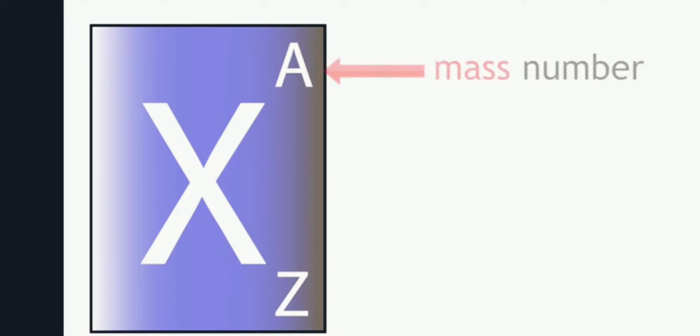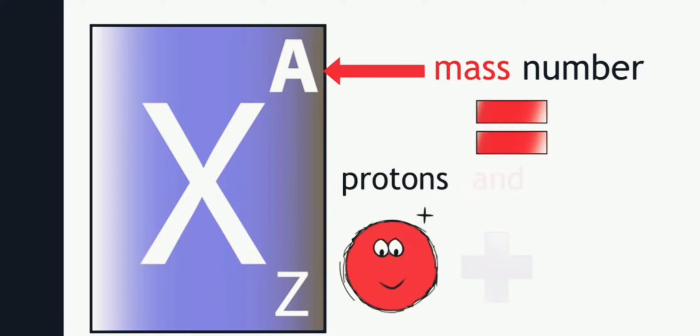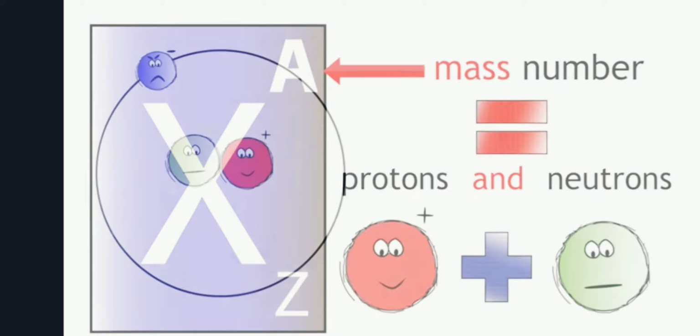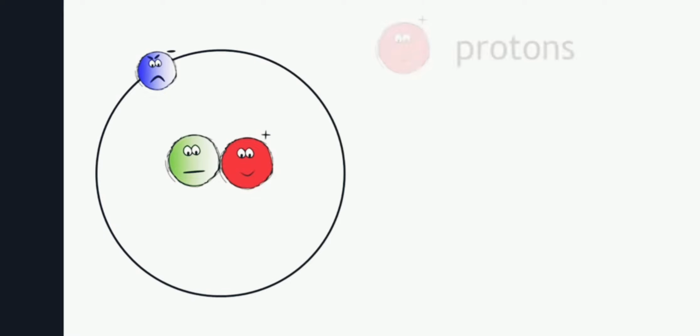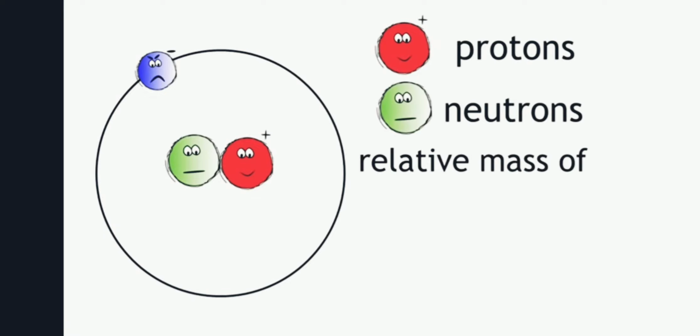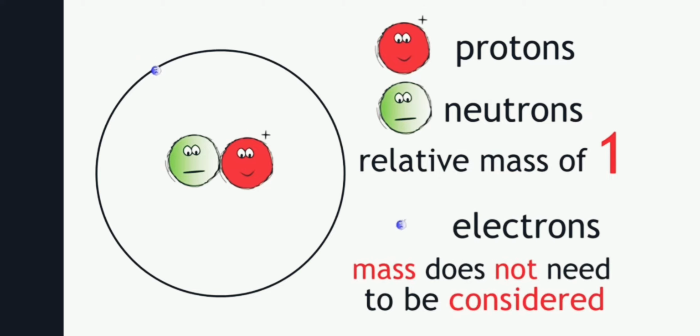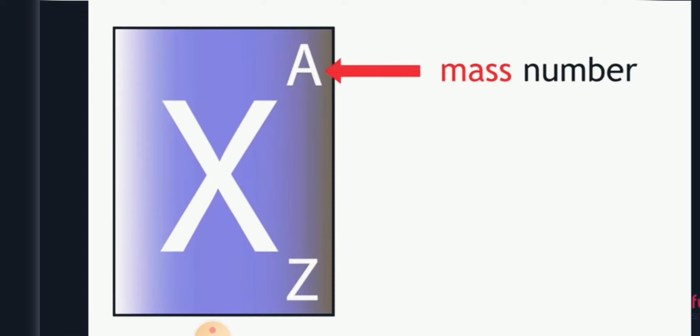Now let's talk about mass number. Mass number is always written in superscript, and it is defined as the sum of protons and neutrons which are present inside the nucleus. Proton carries positive charge, neutron is neutral, and electron carries negative charge and revolves around the nucleus. The mass of the electron is so small that it is negligible, or we don't consider its mass, and we say that most of the mass of the atom is present inside the nucleus, hence called mass number.